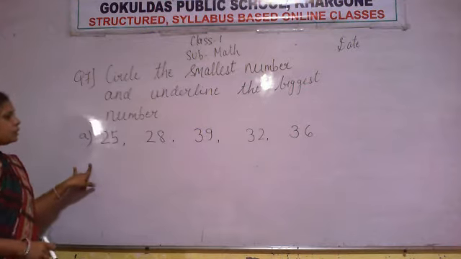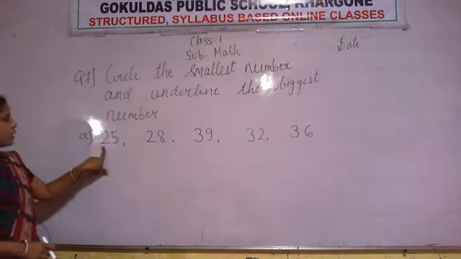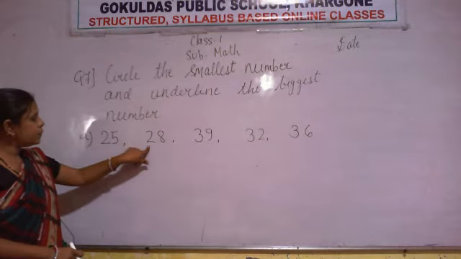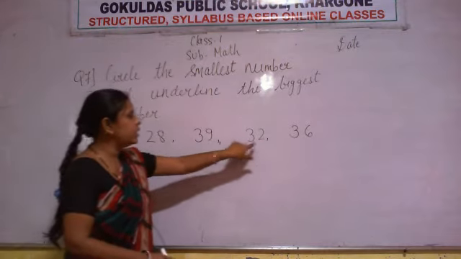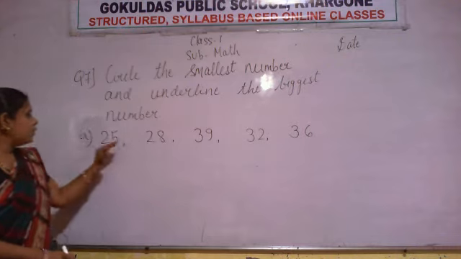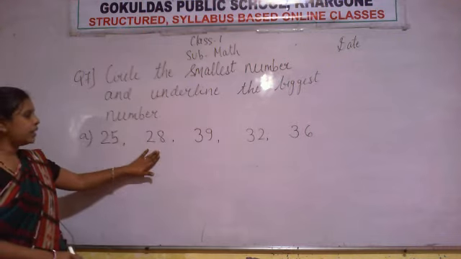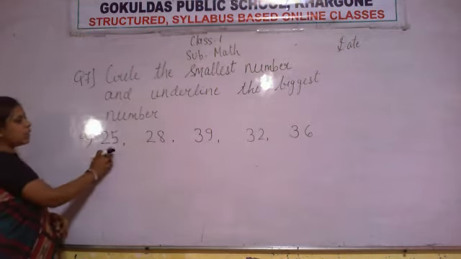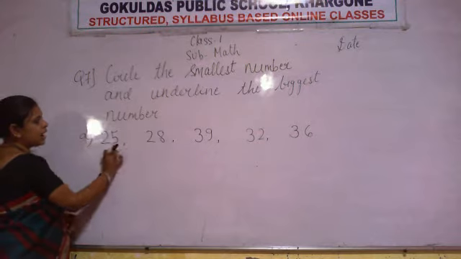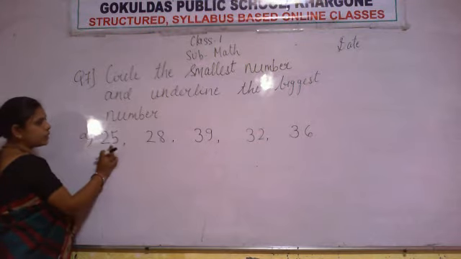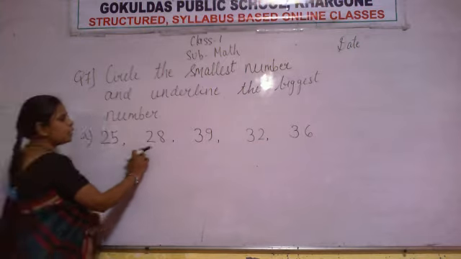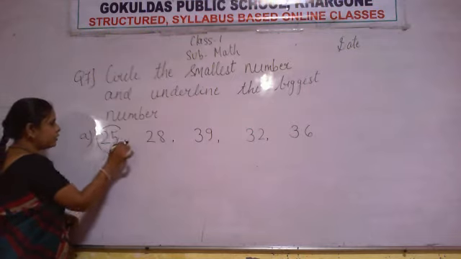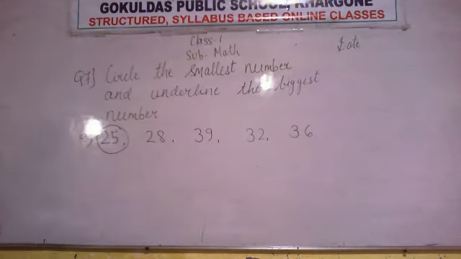Which is the smallest number? See, what is the number at the tens place? Here the tens place number is 2 in two numbers, and here it is 3, 3 and 3. That means the smallest number will be between these two numbers, 25 and 28. Now see the ones place digits, 5 and 8. Between 5 and 8, the smallest is 5. That means the smallest number among these 5 given numbers is 25. So circle 25 because this is the smallest number.